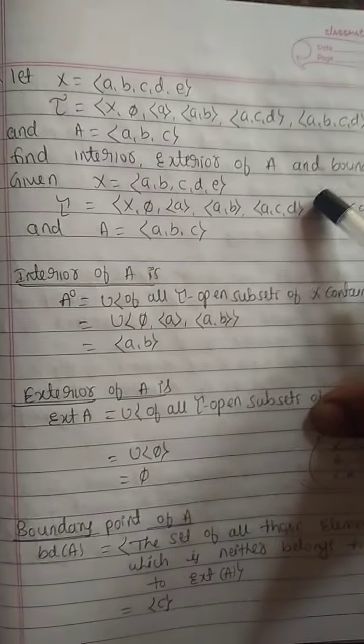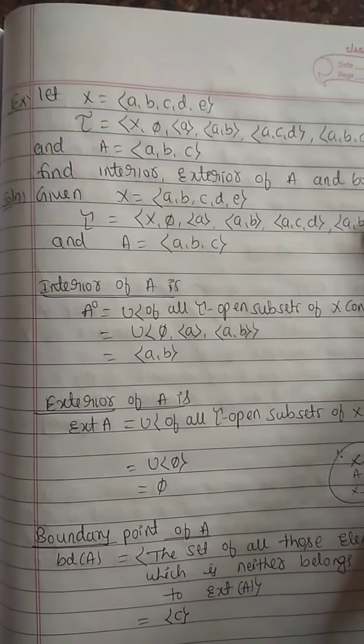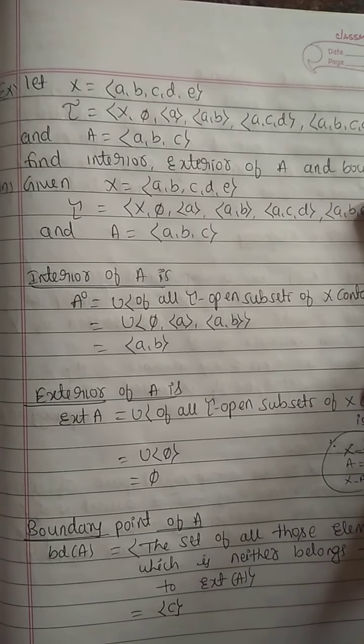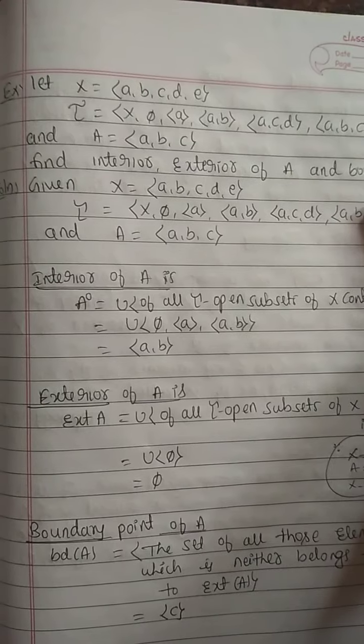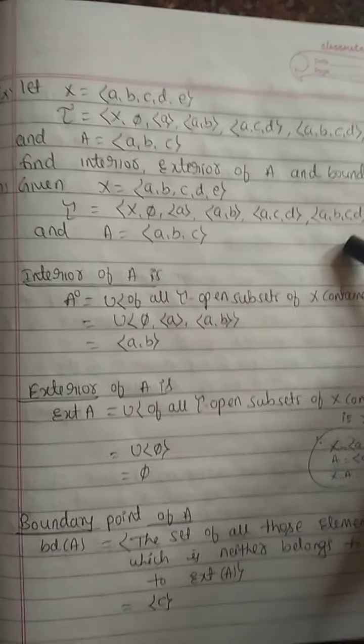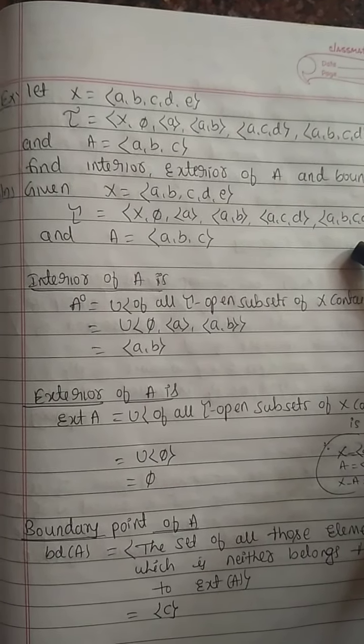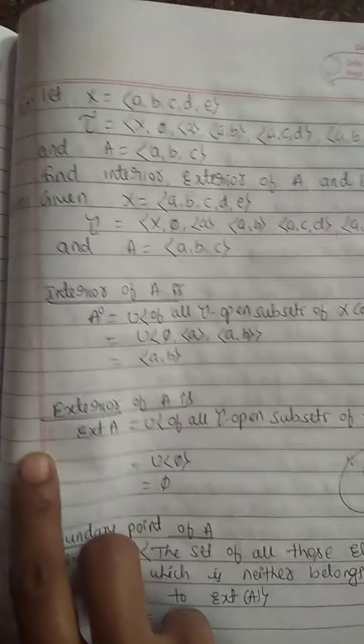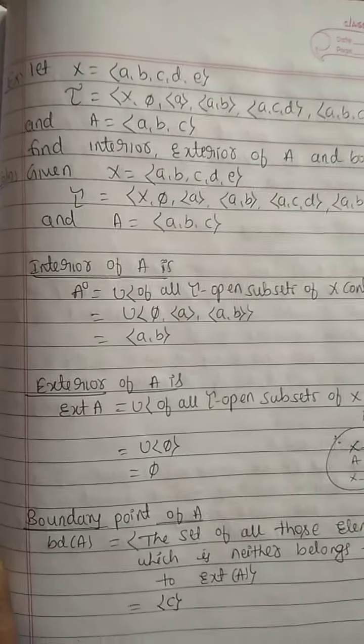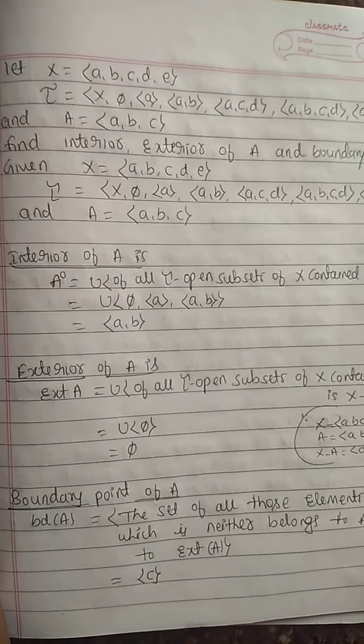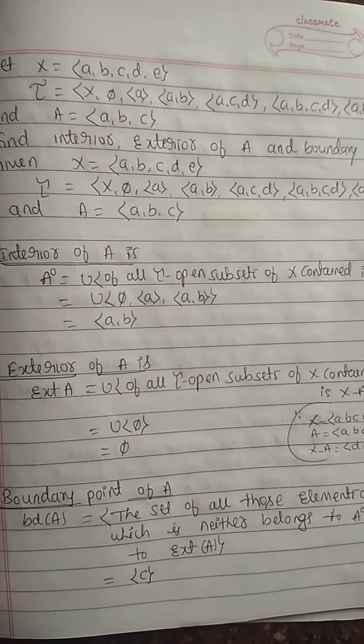In the last class we discussed examples of calculation of the interior of a set, exterior of a set and boundary point of a set. Now I am going to solve one more example to calculate the interior of a set, exterior of a set and boundary point of a set.